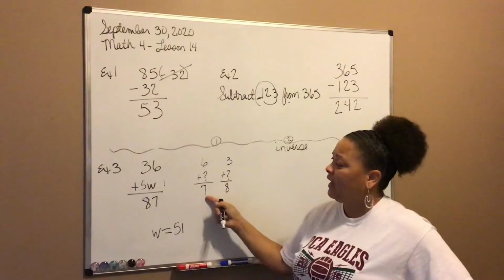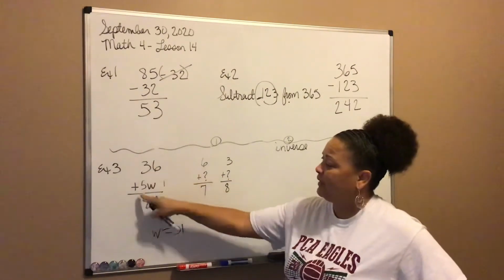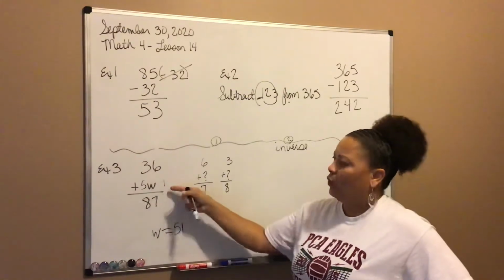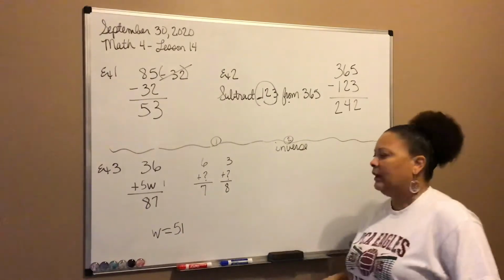6 plus what number gave me 7? We said it was 1. 3 plus what number gave me 8? We said that was 5. And so 5 and 1 is 51, right? Okay, so we're assuming that it's 51.